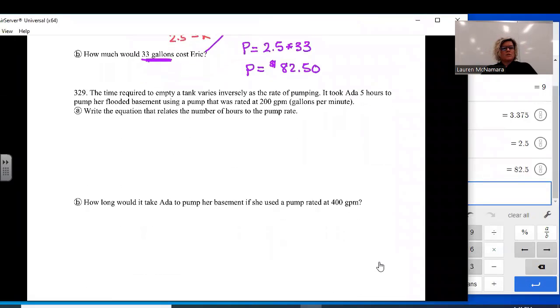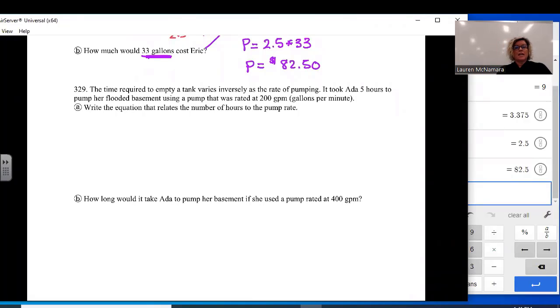The time required to empty a tank varies inversely as the rate of pumping. All right, so I'm going to label some variables first. So time required to empty varies inversely as the rate of pumping. So time and then P, or you can do R, whichever one. So if it varies inversely, T is equal to K divided by P. T is the time required to empty and P is the rate of pumping. So know where those are.